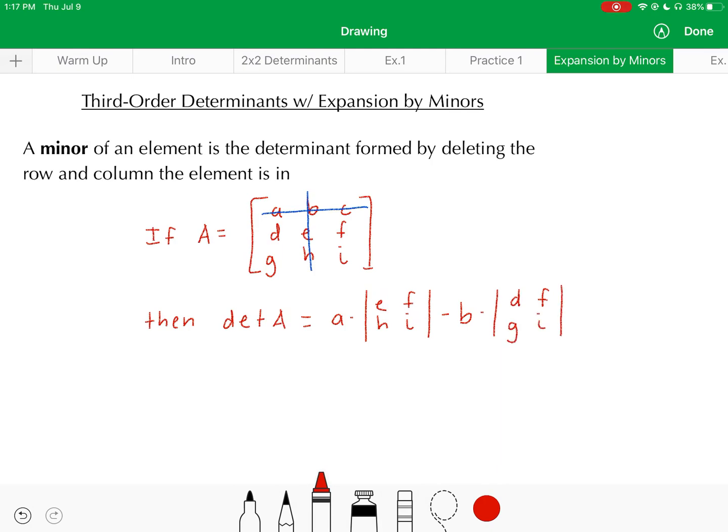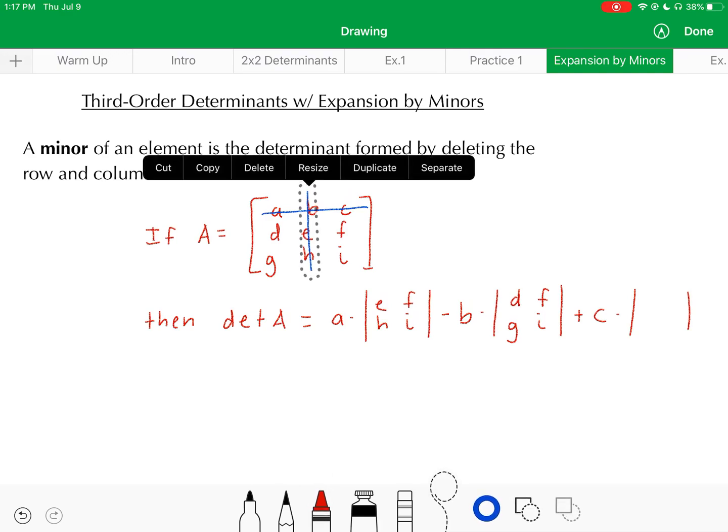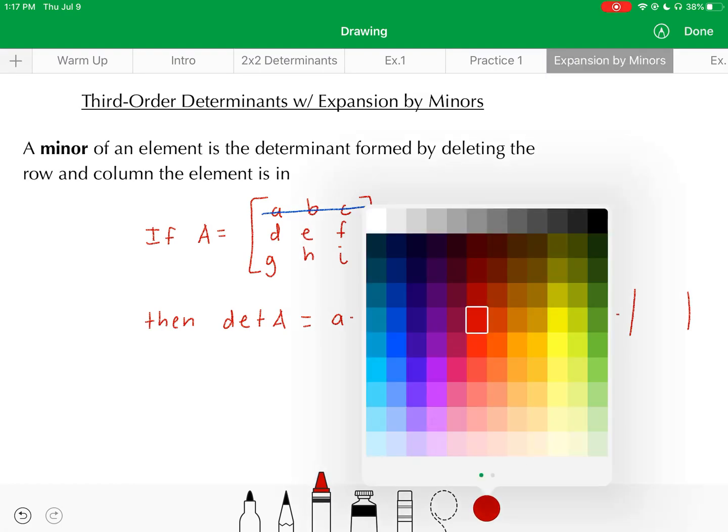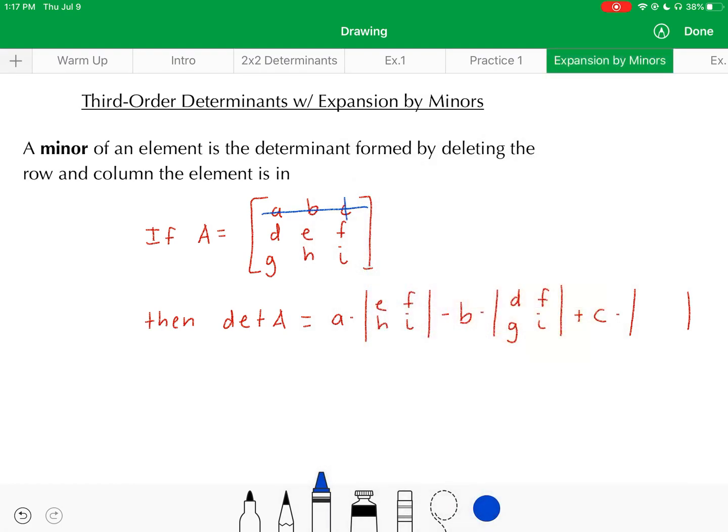All right. And then we will add element C multiplied by its minor, which would be deleting the first row and, instead of the second column, it would be the third column that element C is in. So that leaves you with D, E, G, H.